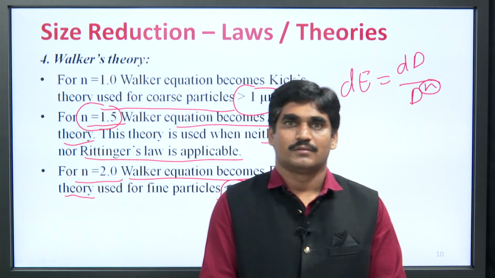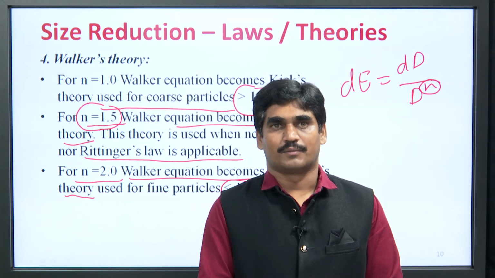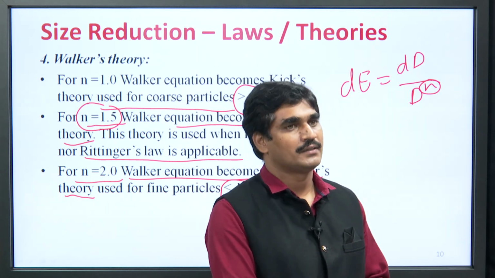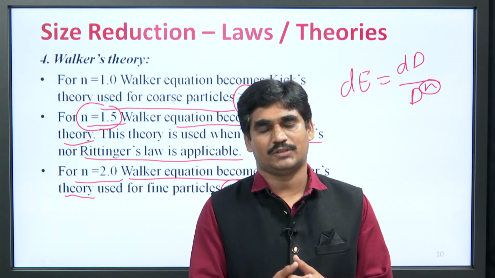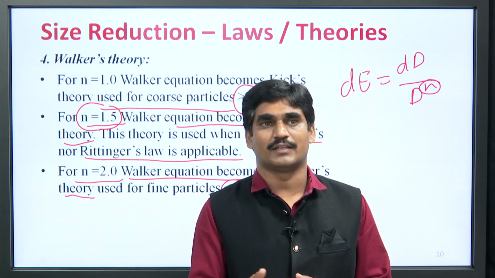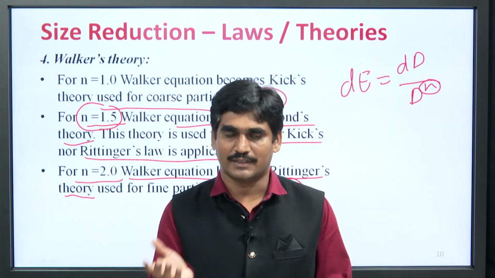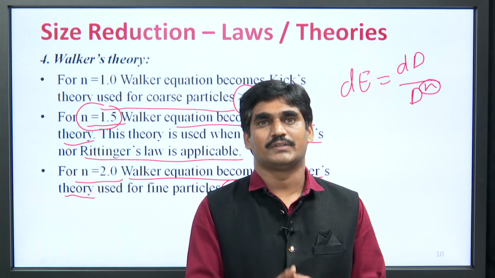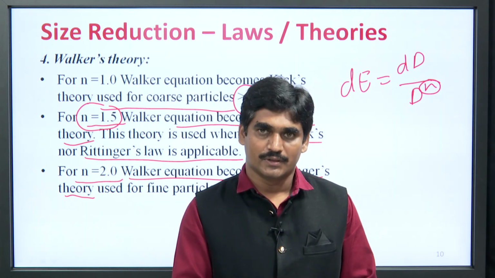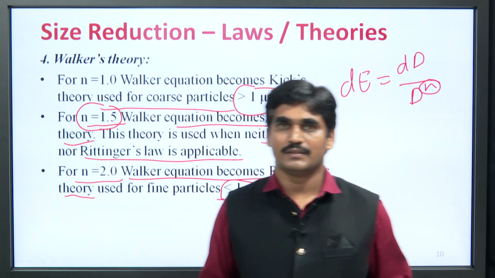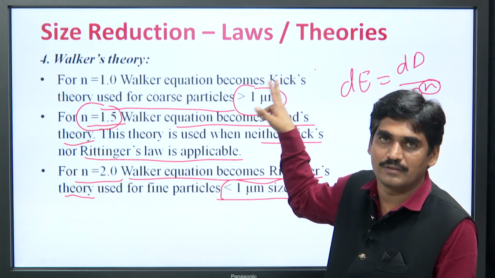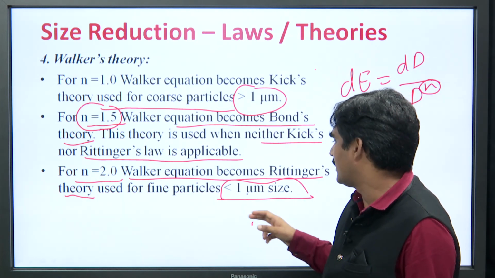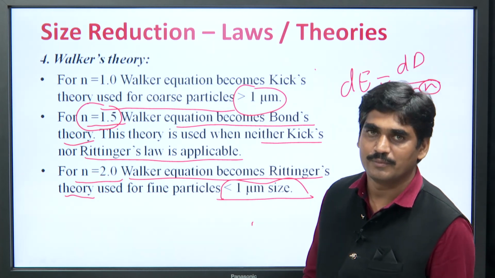So for particles, if we determine the value of n in Walker's theory, depending upon the value of n, it can be modified into Kick's theory, Bond's theory, or Rittinger's theory. Kick's theory is used for coarser particles, and Rittinger's theory is used for fine particles having size less than 1 micrometer.